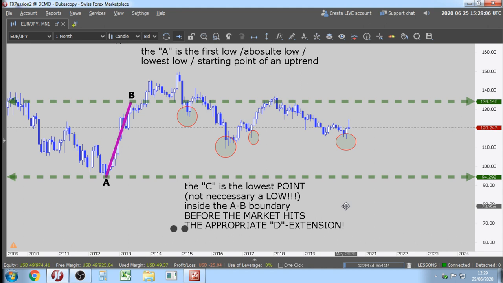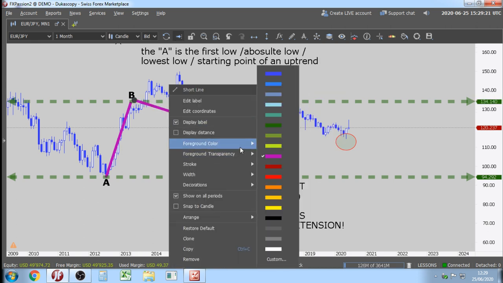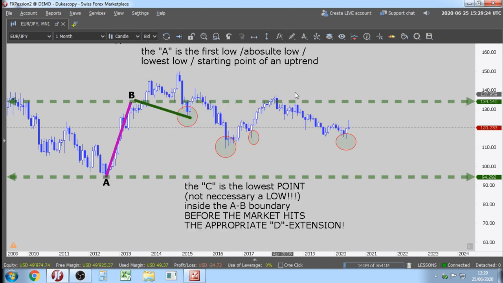The C is the lowest point, not necessarily a low, inside the AB boundary before the market hits the appropriate D extension. So, which one is the lowest low? Is this the lowest point? Is the second circle the lowest point? Is the third circle the lowest point? Or is the fourth? Circle number 1, 2, 3, or 4, everyone? Number 2. Number two, great. Not that difficult, right? Nothing special, great. We are clear on this.